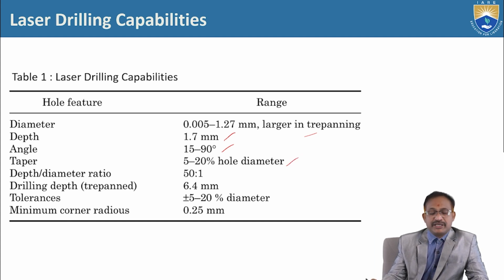Depth to diameter ratio 50 to 1. Drilling depth in trepanning 6.4 millimeters. Tolerances plus or minus 5 to 20% of diameter. Minimum corner radius 0.25 millimeters. So these are the laser drilling capabilities.